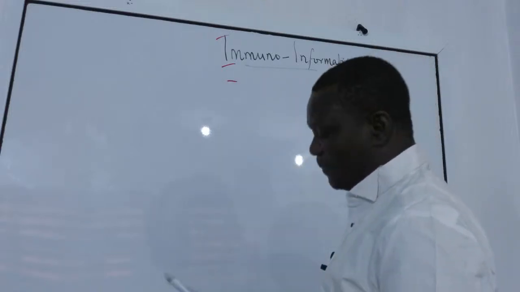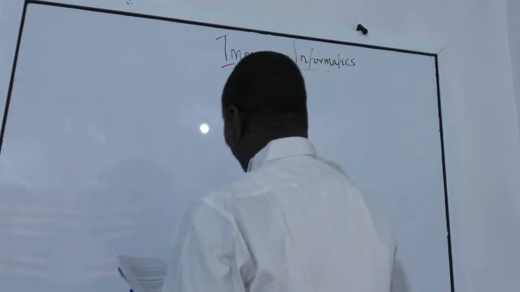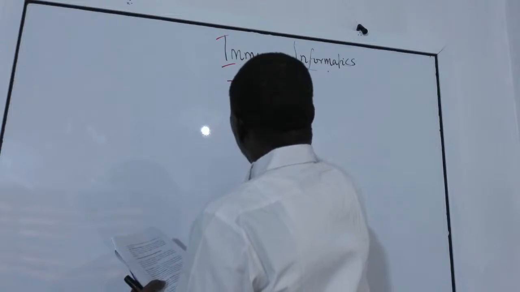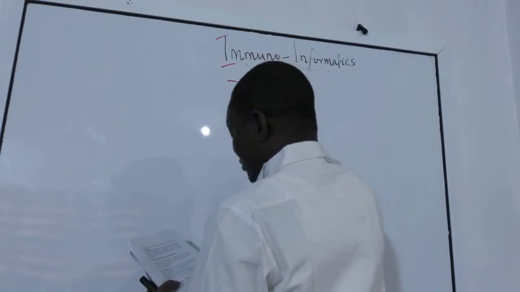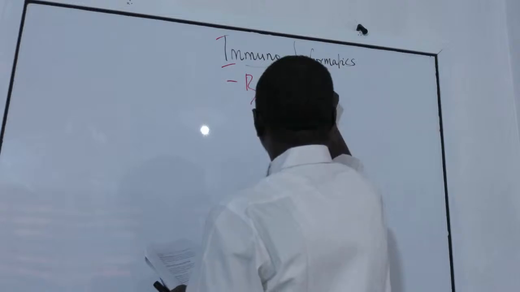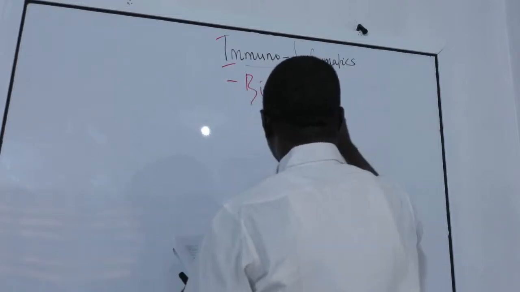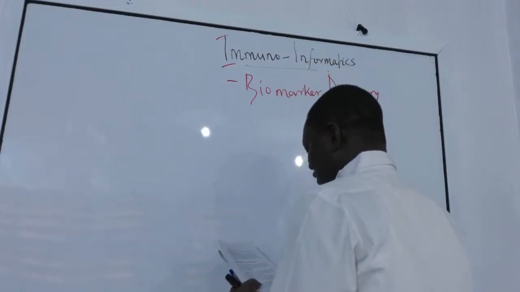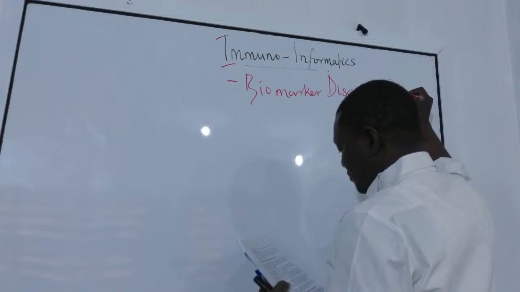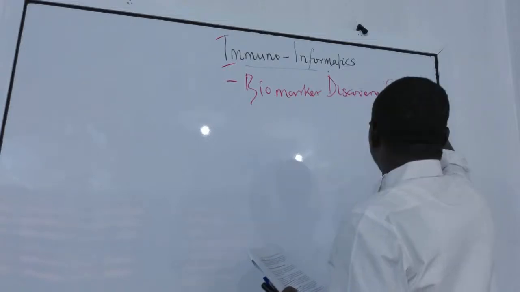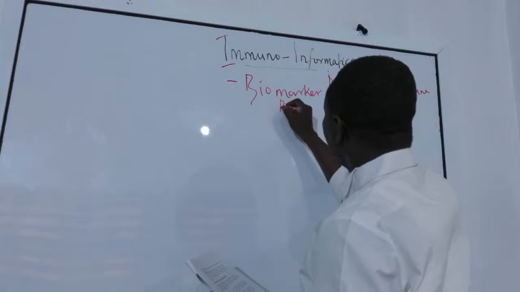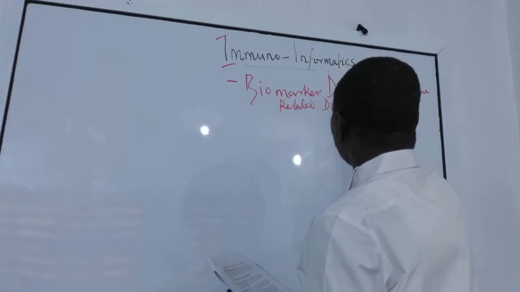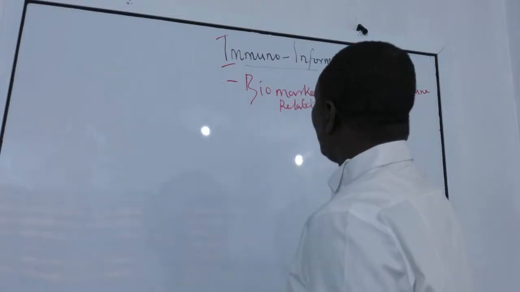One of the major applications, which is going to be part of what we are going to treat today, number one, we are going to see application of immuno-informatics or bioinformatics in biomarker discovery for immune related diseases. So that is, how can we make informed consents?